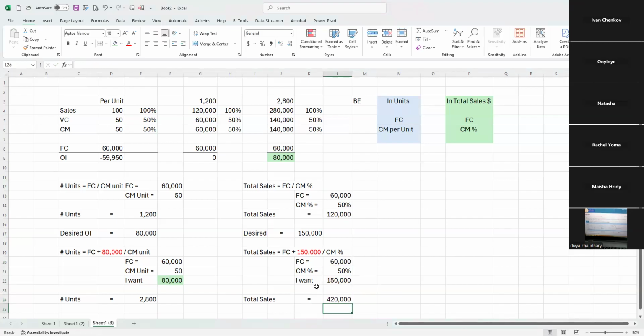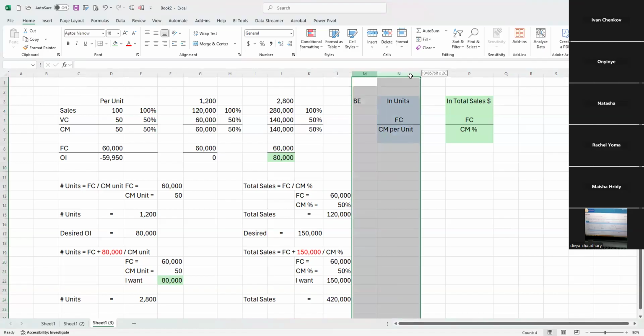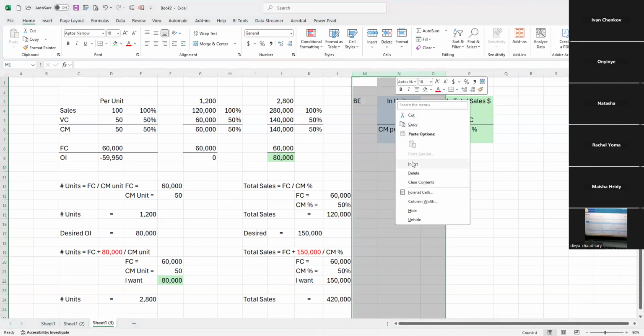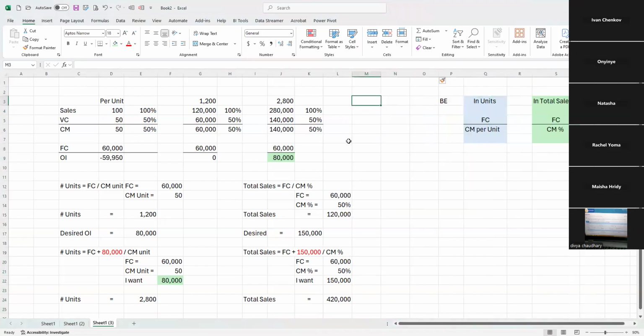$420, is that how much you're getting? Okay, let's see if this is true. Let's see what's going to happen now. If my sales come to be 420, what I know is my contribution margin is 50%. So how much will be my contribution margin in total? 210, right?